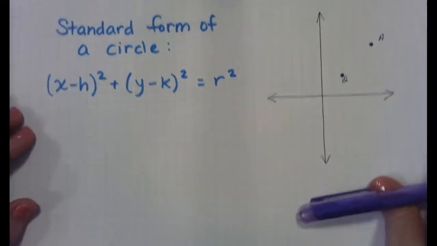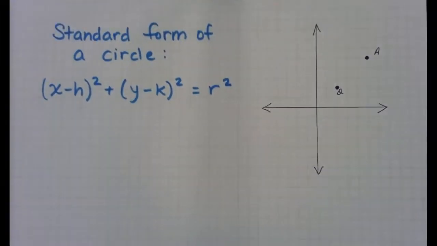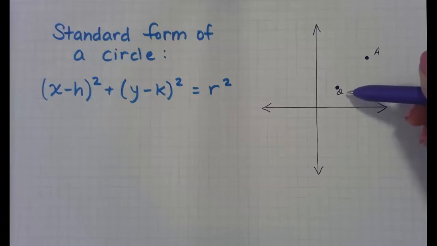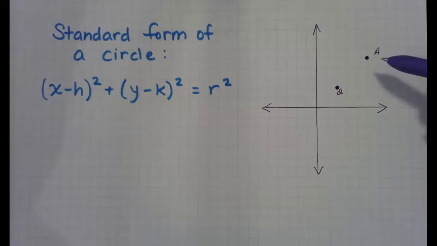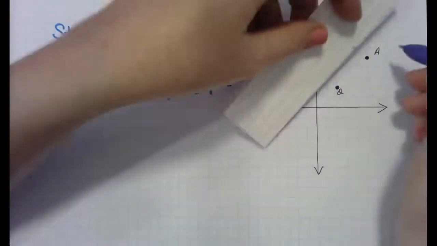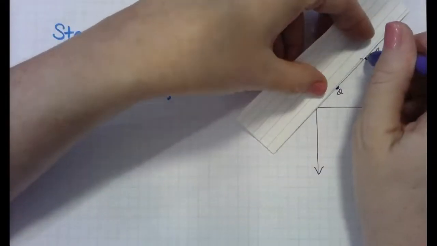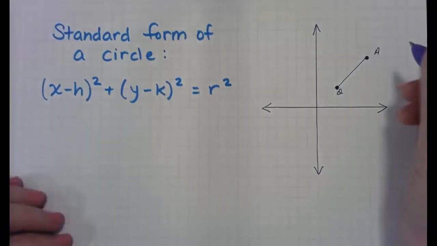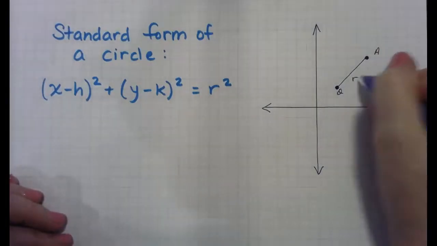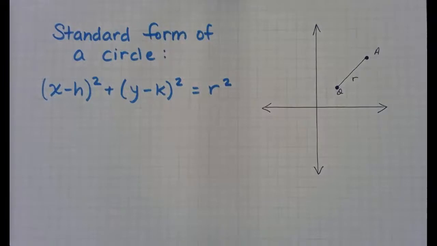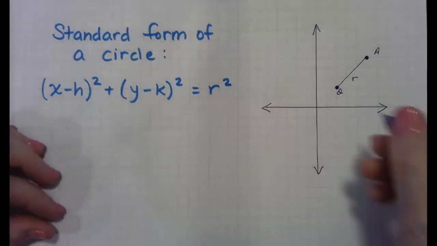So let's get into the standard form of a circle here. Here's what's given. We've got a circle with a center point at O, and point A is on the circle. If I connect those two, that means that I have created a radius. So let's find the length of the radius. Let's do that with the distance formula.